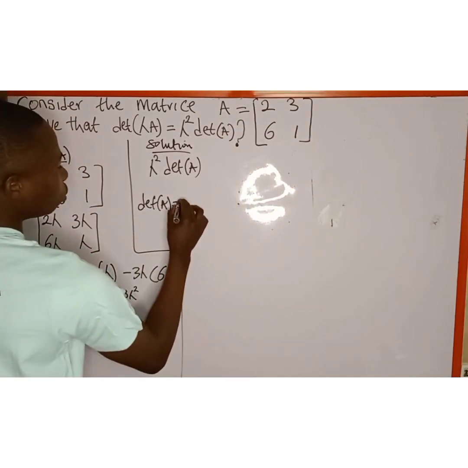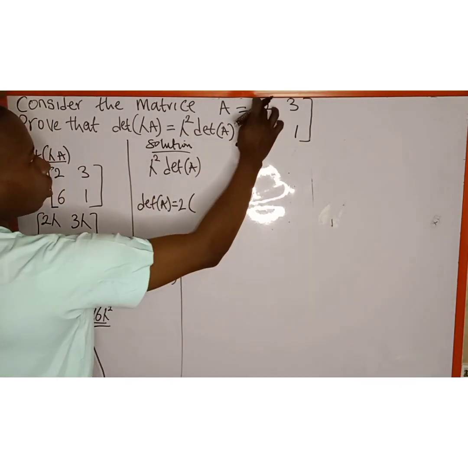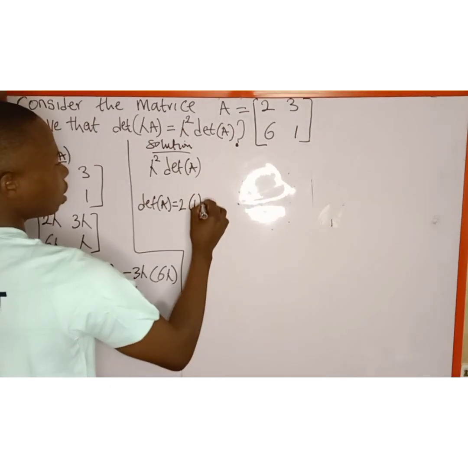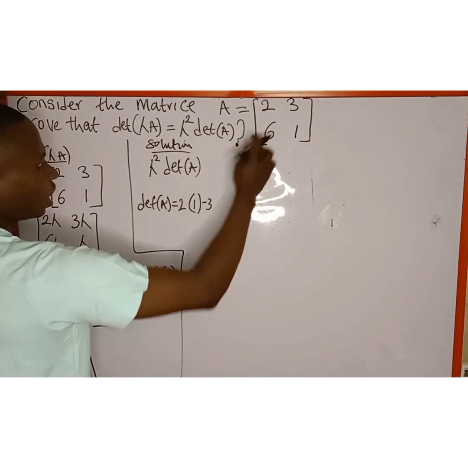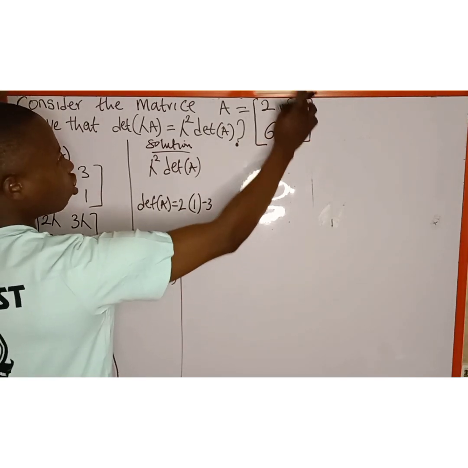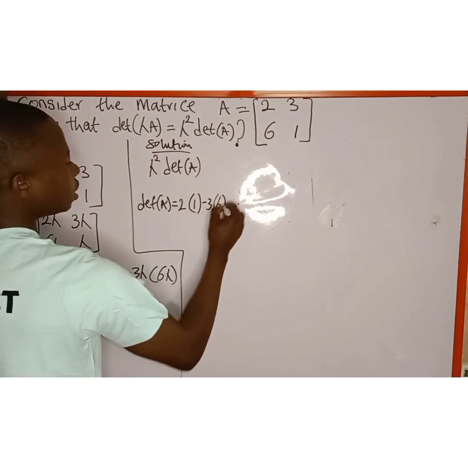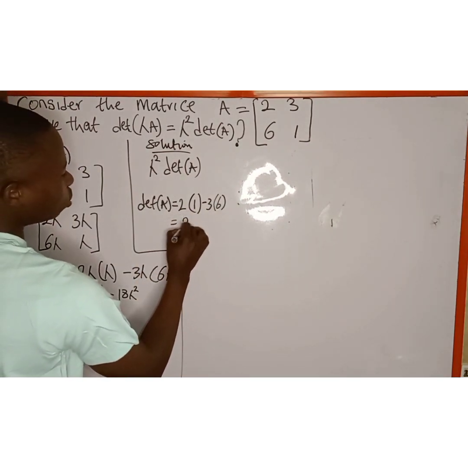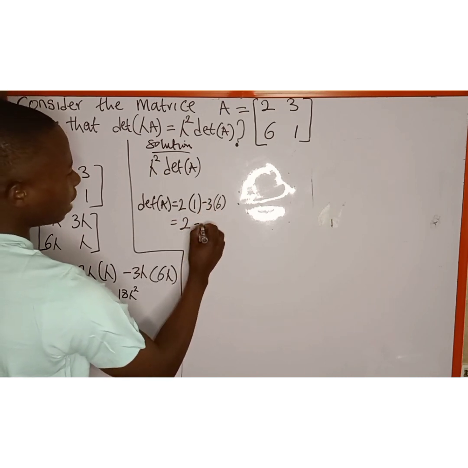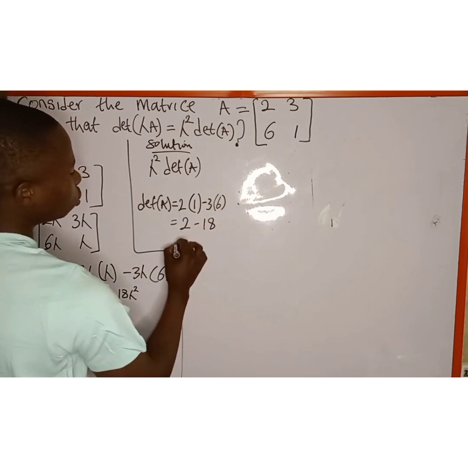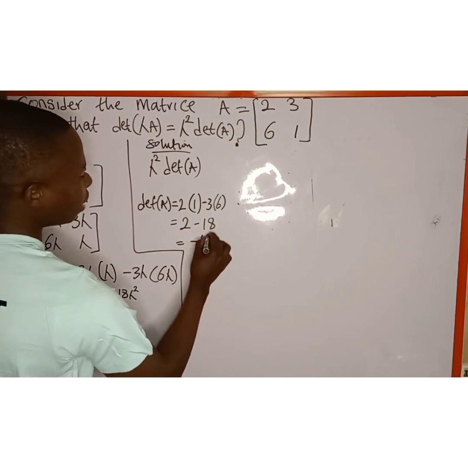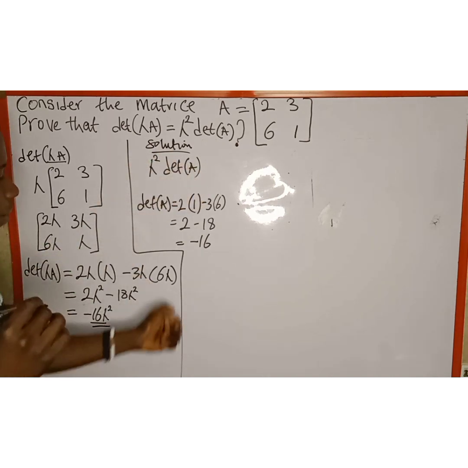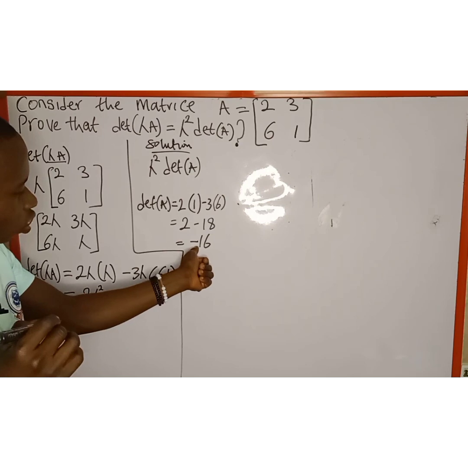So we pick 2, then we open a bracket. Cover the row of 2 and the column of 2. So we are left with 1. So we write 1, then minus 3. Then cover the row of 3 and the column of 3. So we are left with 6. The next thing to do is to simplify this. 2 multiplied by 1 gives me 2. Then minus 3 multiplied by 6 gives me 18. So 2 minus 18 gives me minus 16. And the question says lambda squared multiplied by the determinant of A, and the determinant of A is equal to minus 16.